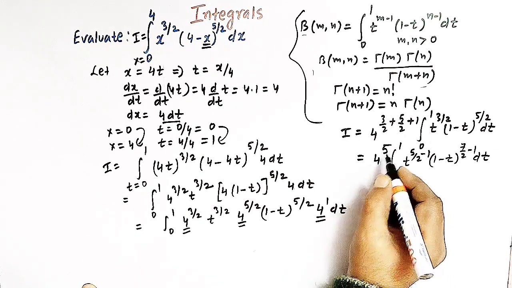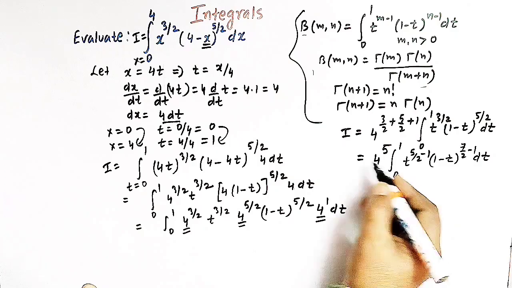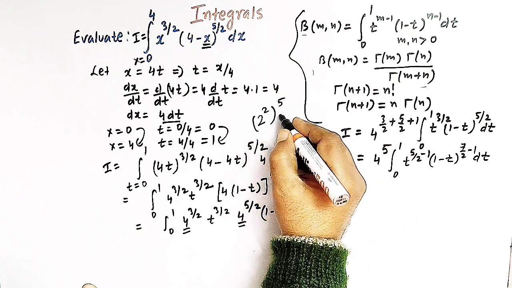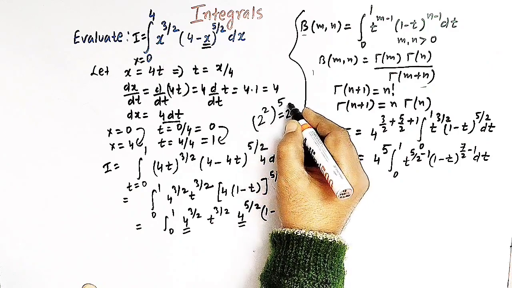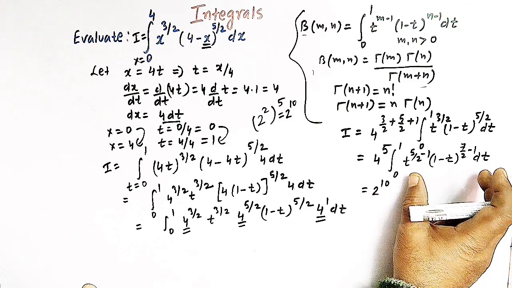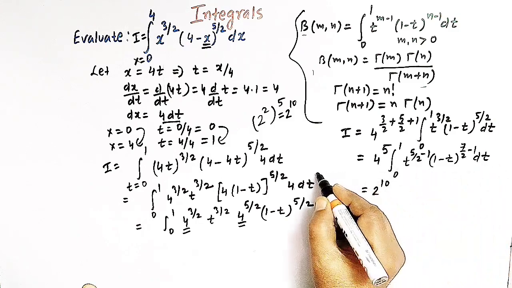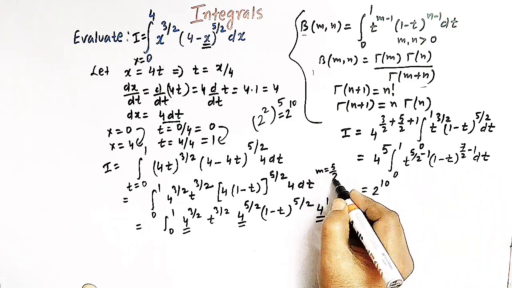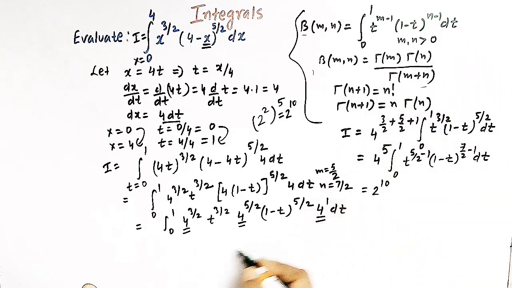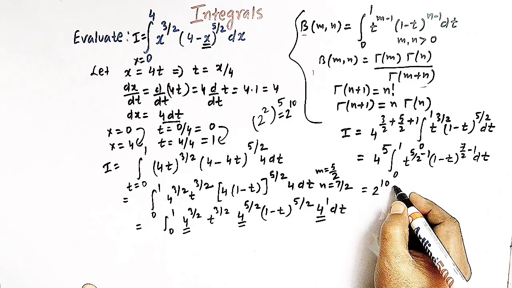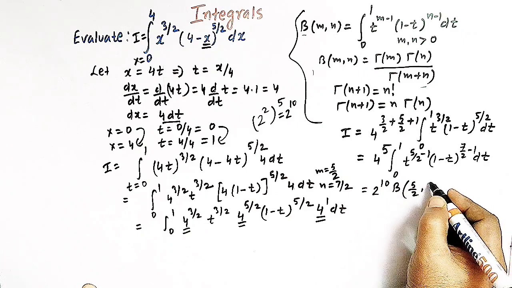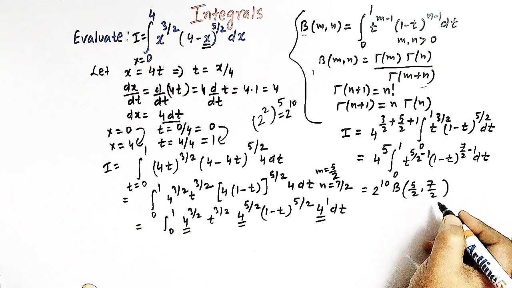So now 4 raised to 5 can also be written as 2 squared raised to 5. So we have 2 raised to 2 times 5, which is 10. So here we have 2 raised to 10, and the value of m is given by 5 by 2, and the value of n is given by 7 over 2. So this integral is now equal to the beta function, that is beta 5 by 2 comma 7 over 2.